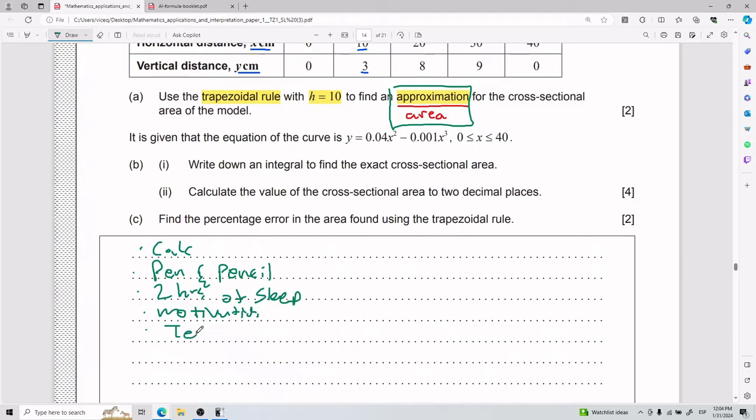Maybe a little bit of teenage depression. I'm not sure. It depends on a case-by-case basis.